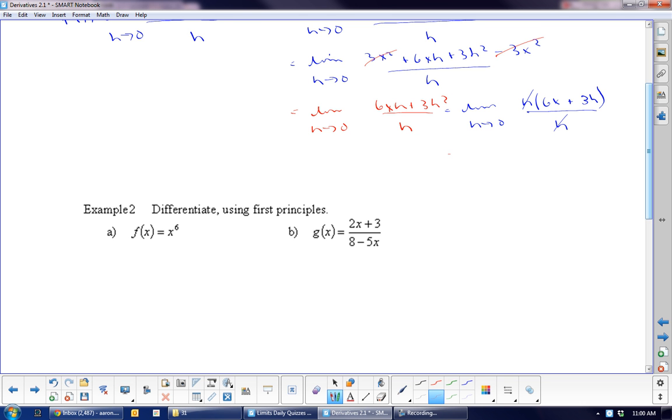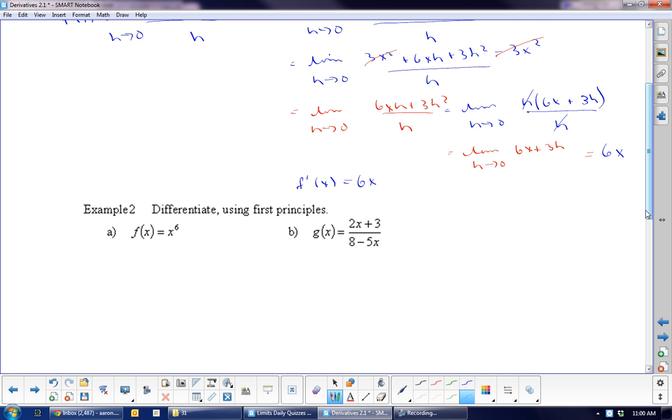So the limit as h approaches 0 of 6x plus 3h would equal 6x. So f prime of x equals 6x. That's the derivative of the function 3x squared.